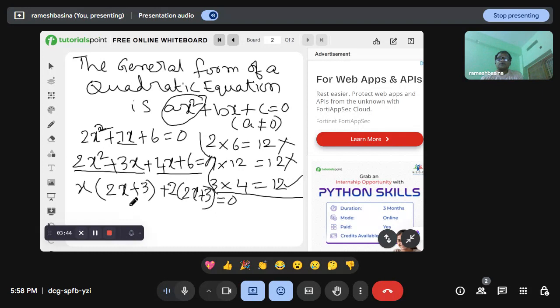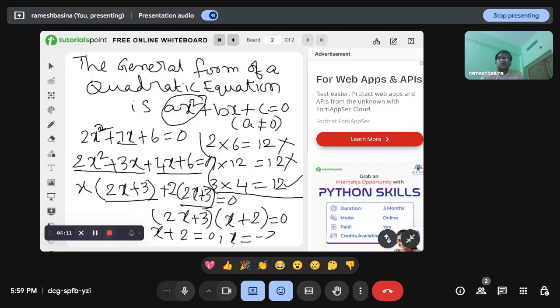Now here the common factor is 2x plus 3. Take 2x plus 3 common. What is remaining is x, and plus 2. These two are the two factors you got. Now if we equate x plus 2 is equal to 0, then x is equal to minus 2, transposing the 2 to the other side.